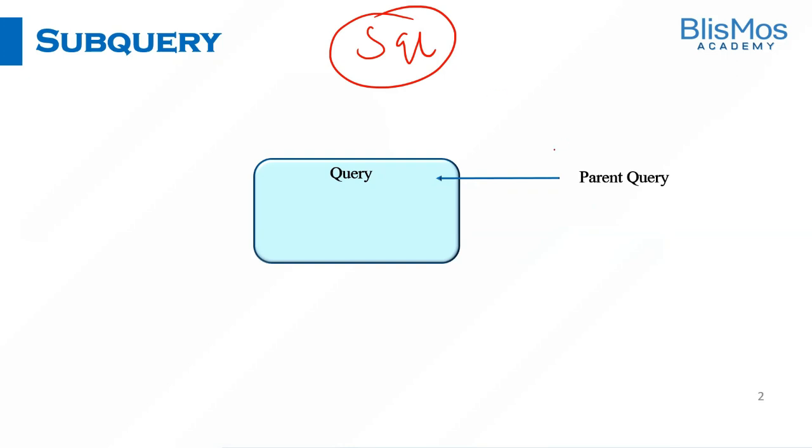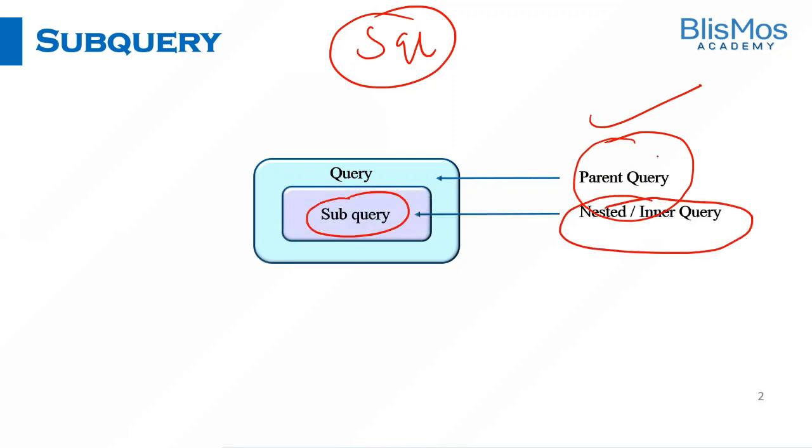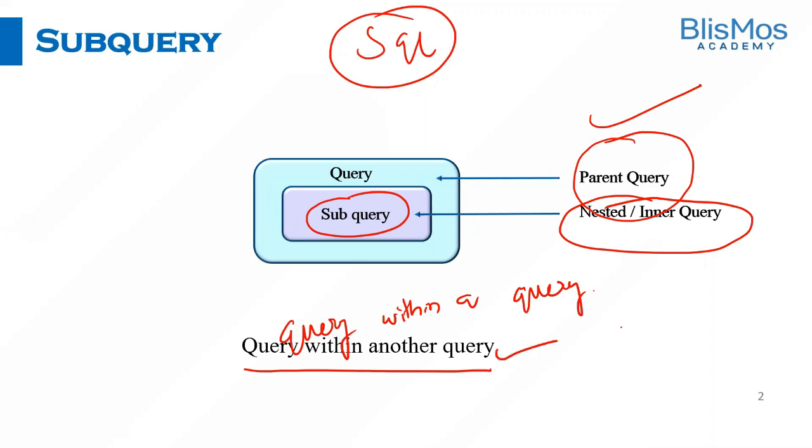Usually when you are writing SQL queries, there are some situations where only writing a straightforward query wouldn't help. That is where subqueries will come into picture. In subquery, we have a main query, which is also called as a parent query, and we have a subquery. We also call it a nested or inner query. Since it is a query within a query, we are calling it a subquery. Query within another query, that is subquery.